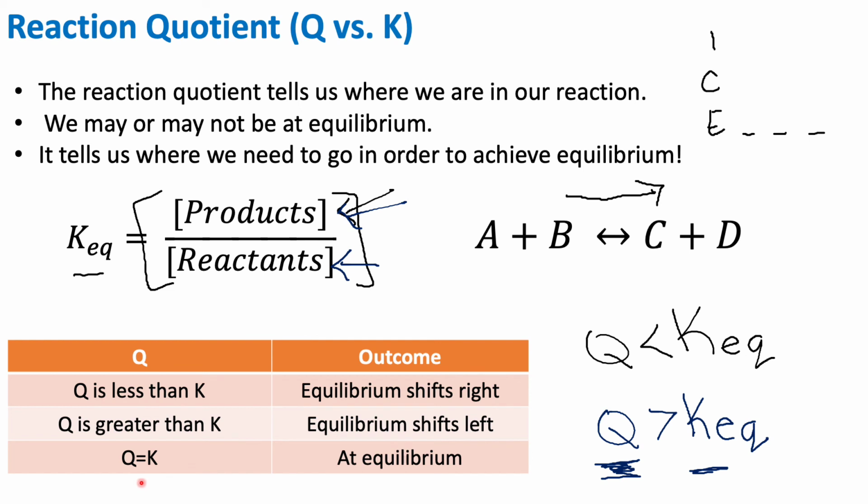And now lastly, when our Q is equal to K, well, K is our equilibrium constant, so that means we must be at equilibrium. And this is very interesting because if we're running a chemical reaction and we want to know how to achieve equilibrium, we can simply calculate our reaction quotient and figure out which direction our reaction needs to move in to achieve equilibrium.